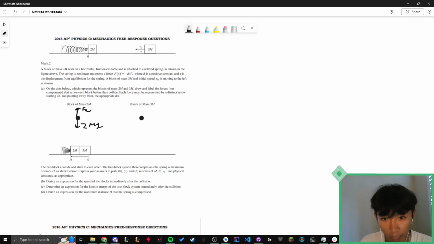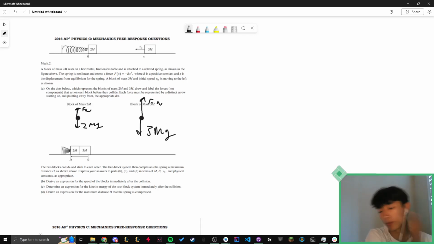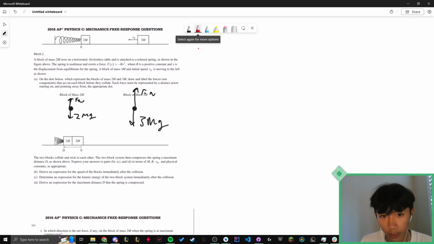3m, so this one has velocity, but don't get tricked when an object has velocity. Velocity is not a force, which means this one's still just, we can make this one a little bigger. Force normal and 3mg. So just because an object has velocity doesn't mean there's a force applying horizontally. Okay, so that'll be it for question A.